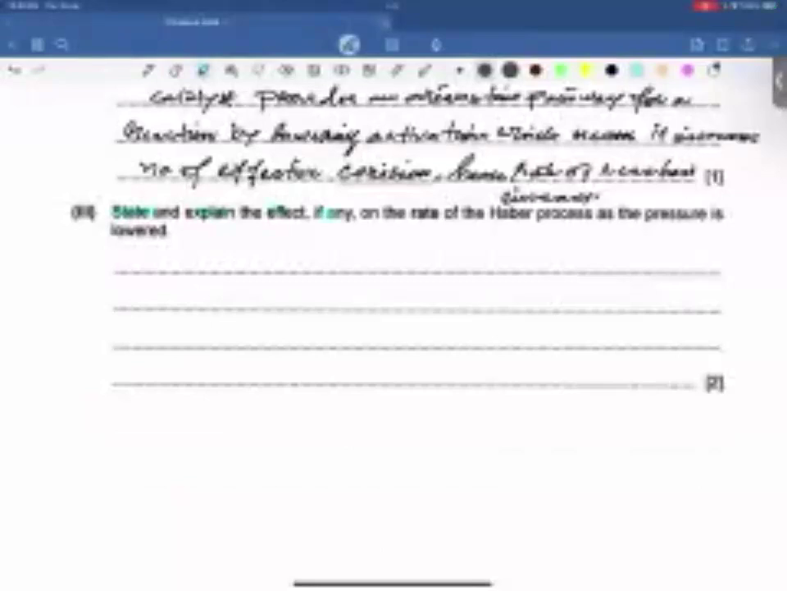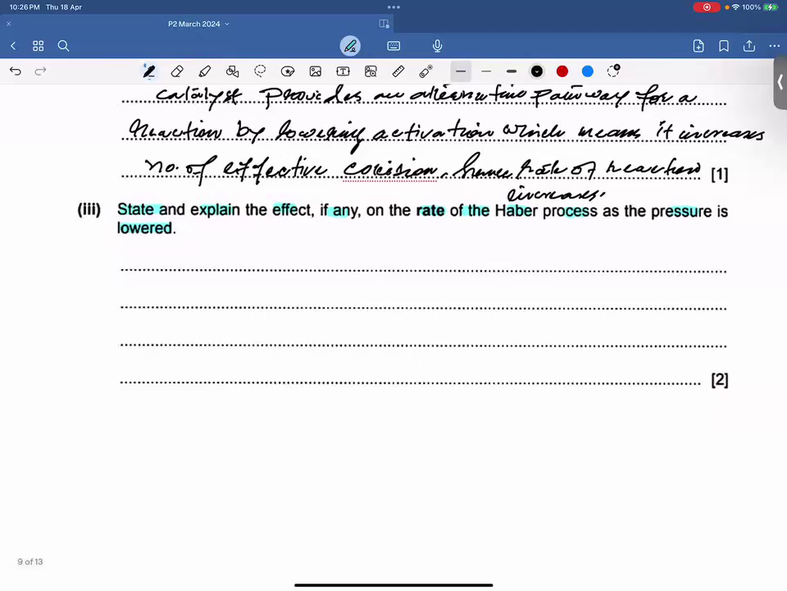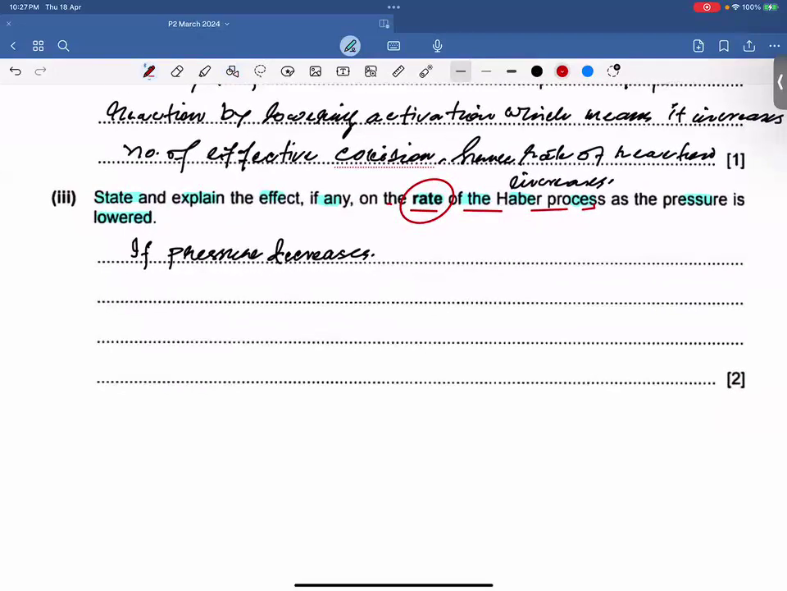State and explain the effect, if any, on the rate of Haber's process as the pressure is lowered. Obviously, if pressure decreases, one more thing. In this part, the examiner is specifically talking about the rate of Haber's process. The examiner is not talking about the equilibrium position, right? So we really need to stick to the rate thing, okay? That's what you have done in O levels as well. That's what you have done in chemical kinetics as well.